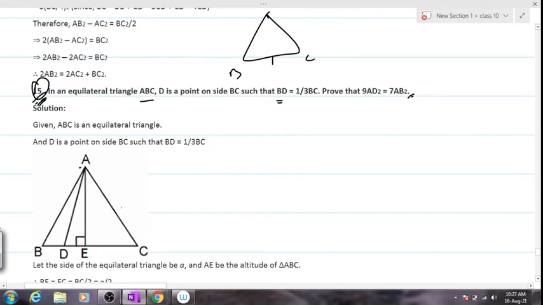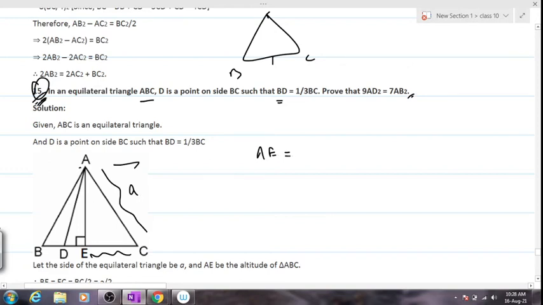Now look very carefully out here. If I take all the sides to be A, first tell me what will be AE. Anyone? AE, not D. AE, the height of the altitude. This is A by 2. This is A, right?